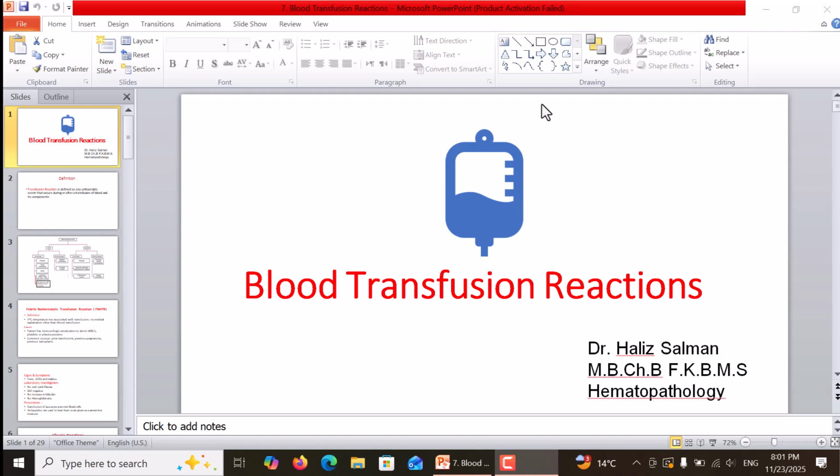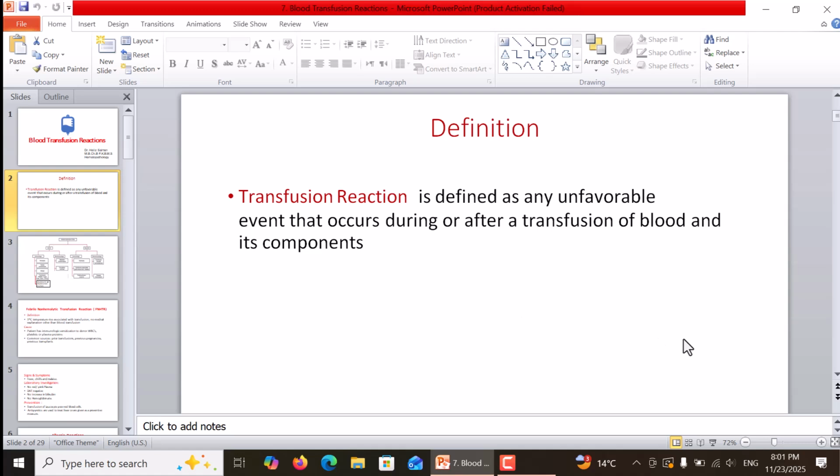Halis, a board-certified hematopathologist and lecturer at Jian University. Our topic today is about blood transfusion reactions. First, we are going to define blood transfusion reactions, which is defined as any unfavorable event that occurred during or after a transfusion of blood and its component.